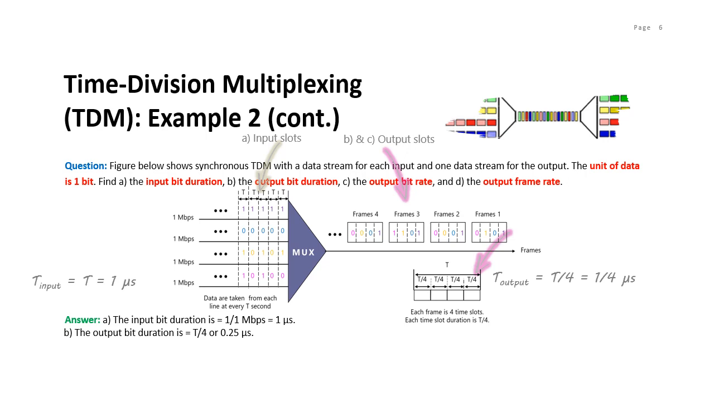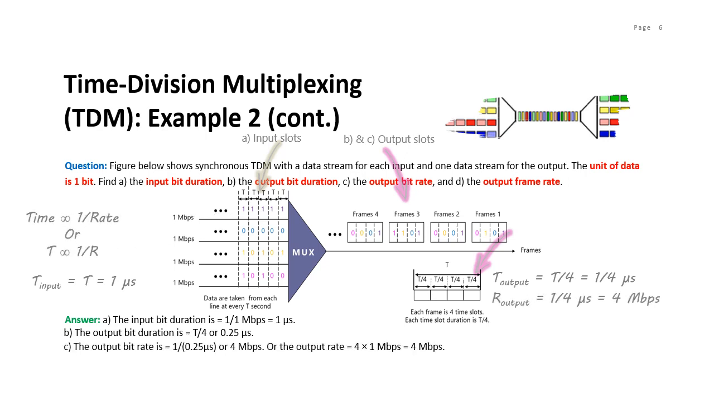For C, the output bit rate is the inverse of the output bit duration, or 1 over 1/4 microsecond, or 1 over 0.25 microsecond, which gives us 4 megabit per second. This can also be deduced from the fact that the output rate is 4 times as fast as any input rate. So the output rate is 4 times 1 megabit per second, and you shall get the same answer, which is 4 megabit per second.